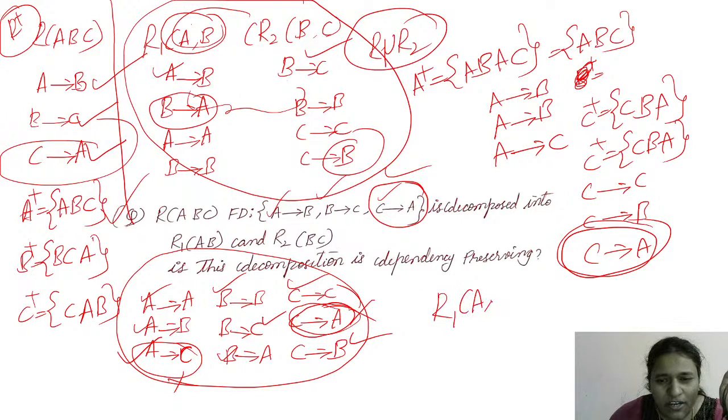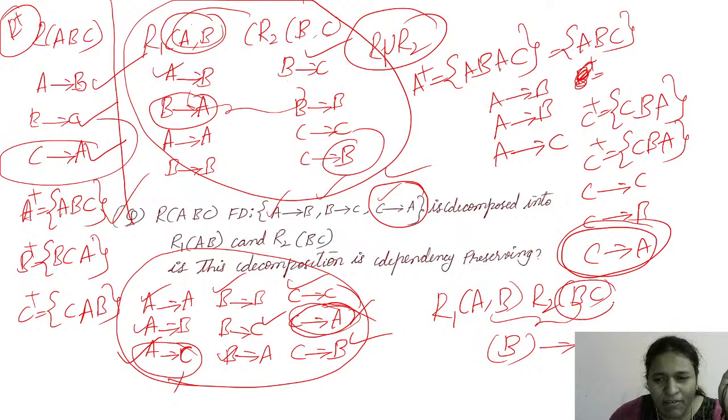lossy decomposition. For that, what we have to do? We have to first see is there any common attribute? Yes, common is B. R1 intersection R2 is B, and B is the key of R2. That's why this is a lossless decomposition also. Lossless decomposition and dependency preserving.